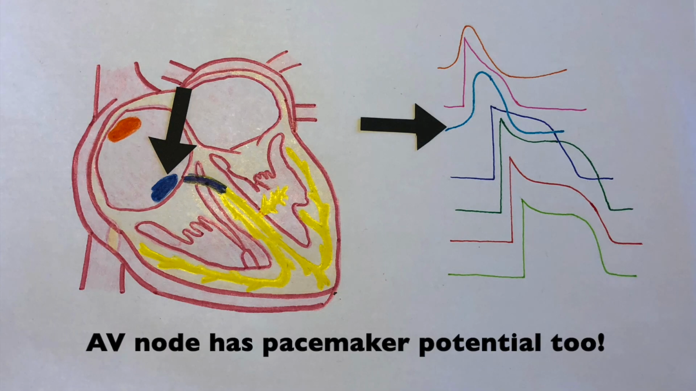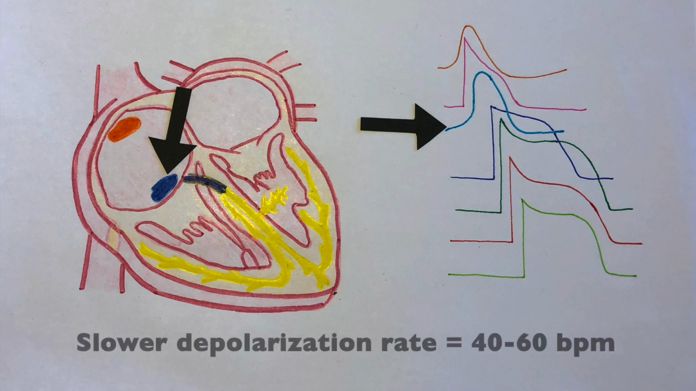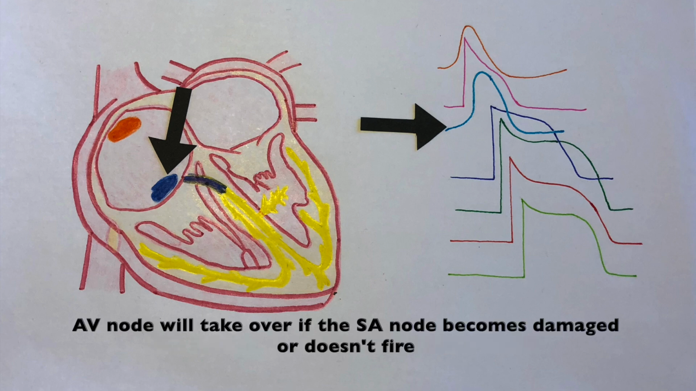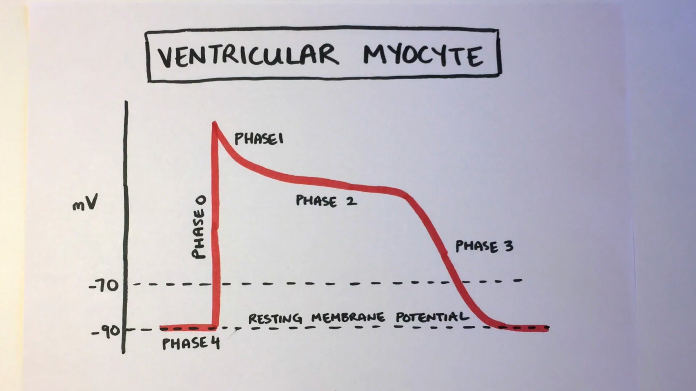The AV node has similar properties and a similar action potential to that of the SA node. However, the AV node has a slower depolarization rate at only 40 to 60 beats per minute, due to an increased time to reach the threshold voltage. As a result, the SA node overrides it. This means the AV node will only act as a pacemaker in the case that the SA node malfunctions or doesn't fire. Now let's look at the action potential in a ventricular myocyte.